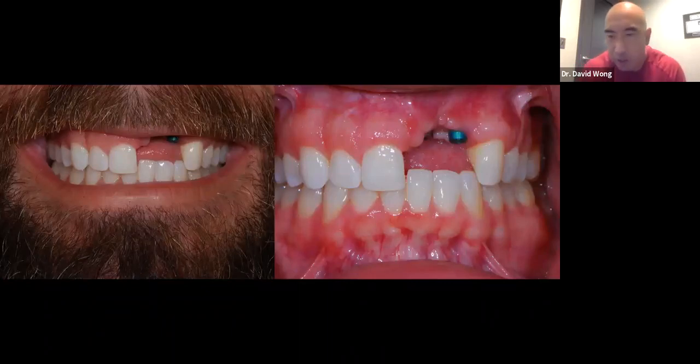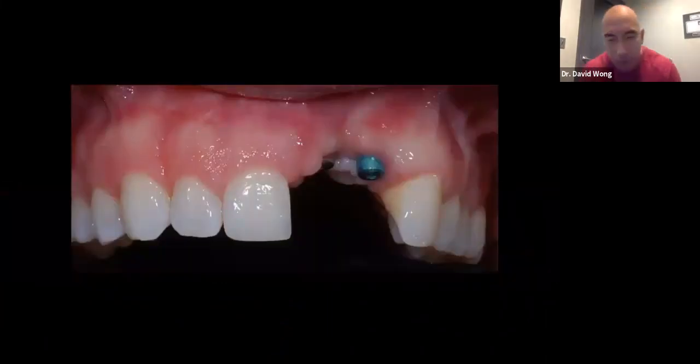His soft tissue position right now is horrible, and the quality is horrible. Well, there's no keratinized or attached gingiva, okay? So what do we do, and how do we do it?